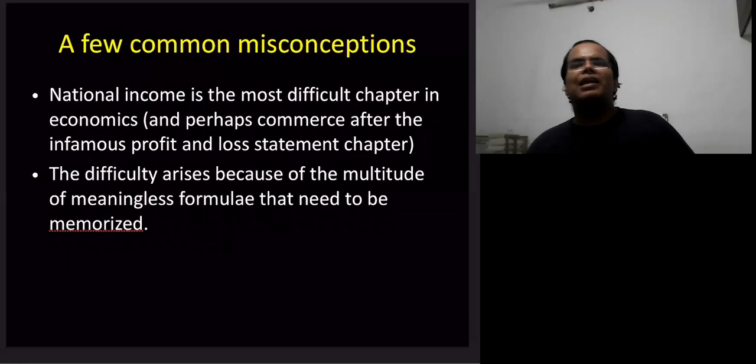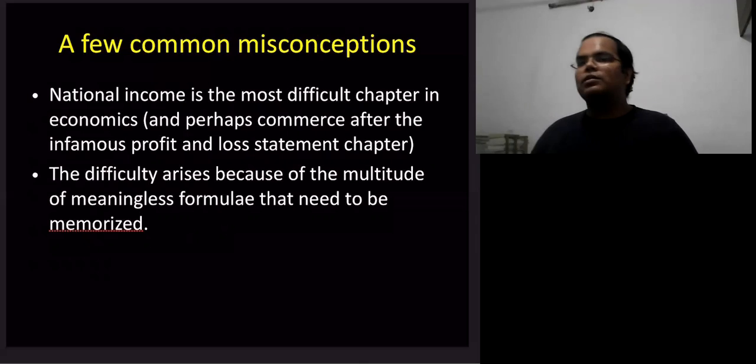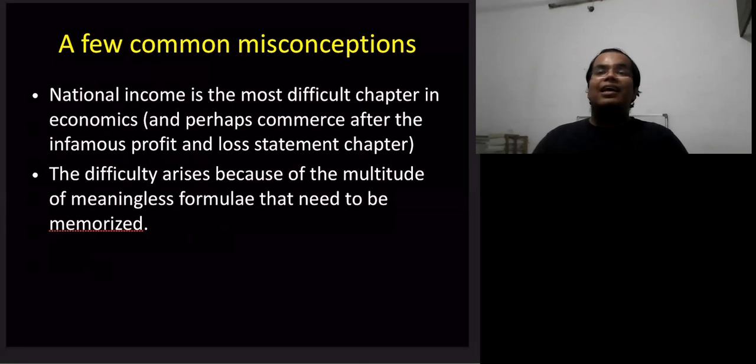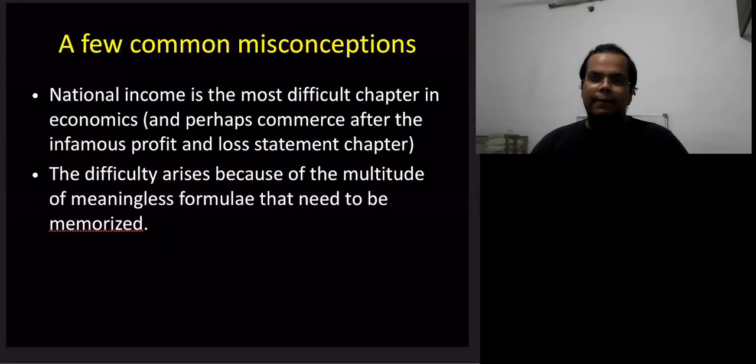But before we move to the next topic, let's address a few common misconceptions that people have about the chapter of national income. If you ask any of your seniors, or talk to any of your pass outs, they're going to say that this chapter was perhaps the toughest chapter of economics. And why exactly do they say that? They say that because it has a multitude of formulas that they think need to be memorized. That is the root cause of the entire trouble. You don't need to memorize the formulas. The formulas of this chapter are very cohesive in nature. Every formula is related to another formula by a simple logic.